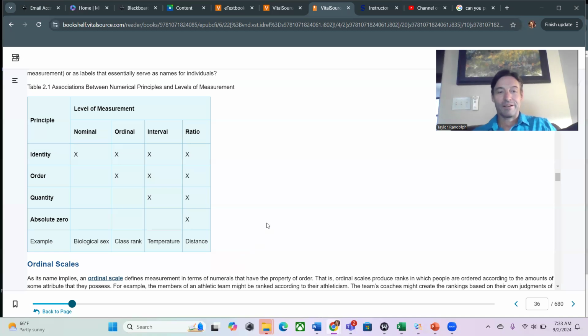Hypothetically, you can have a time of zero. So ratio scale is the most descriptive. That's all I want you to get.